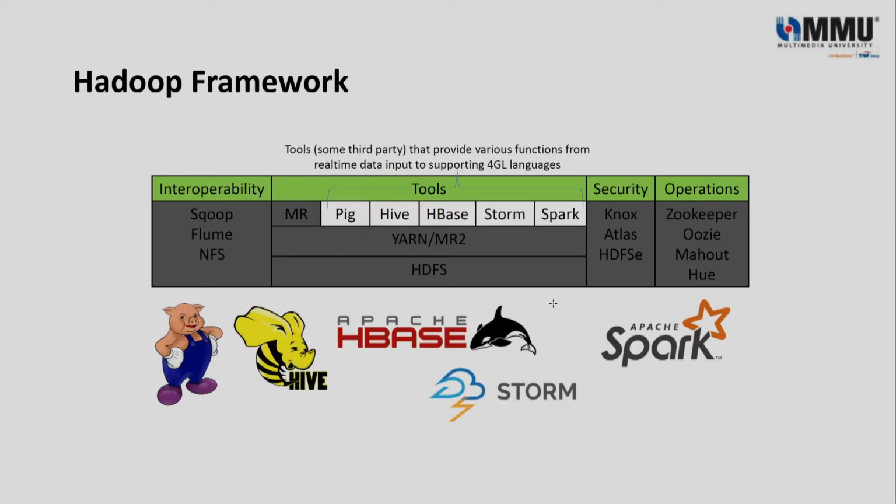Then of course you have some other third-party tools that allow you to do queries in fourth generation languages. So you can actually use SQL if you want. You can have tools like Hive, which allows you to use SQL to query and process your data in HDFS. You have tools like Pig that allow you to write scripts. HBase is a database that sits on top of HDFS.